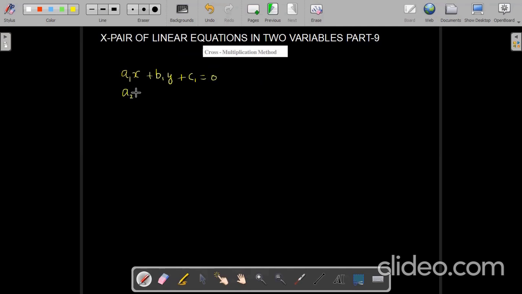The second equation is a2x plus b2y plus c2 is equal to 0. Now you will start writing from the coefficients of y. From this you will start to write down the coefficients of y. First you will write the coefficients of y: b1 and b2.